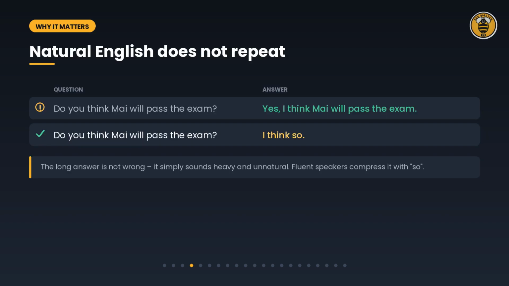Why does this matter so much? Because natural English hates repetition. Somebody asks you, Do you think Mai will pass the exam? You could answer, yes, I think Mai will pass the exam. That is not grammatically wrong, but it sounds heavy, slow, and like a textbook. A fluent speaker simply says, I think so, 2 words instead of 7. This one habit will make your speaking sound noticeably more natural.